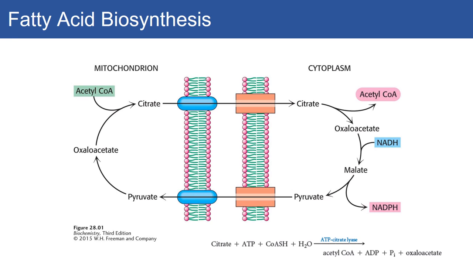We also are going to generate NADPH from this process when oxaloacetate uses NADH to form malate, and then malate goes back into pyruvate. One of the side effects is NADPH, which we'll use later in the biosynthetic pathway.